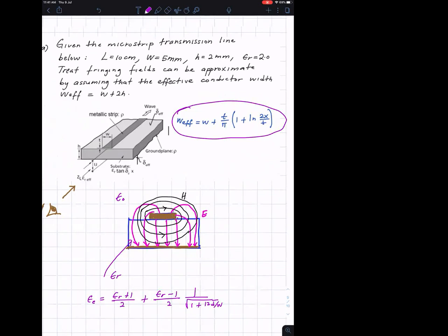So when we do simulation, all these things are taken care of by the software. But when you do hand calculation, we have to look into these things.